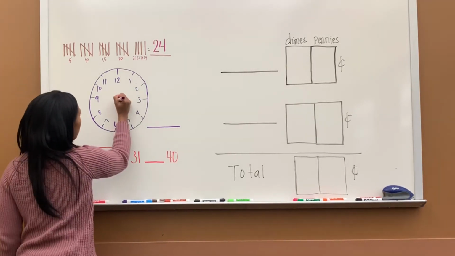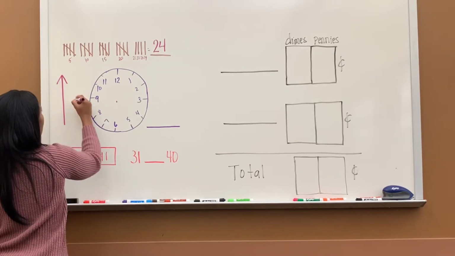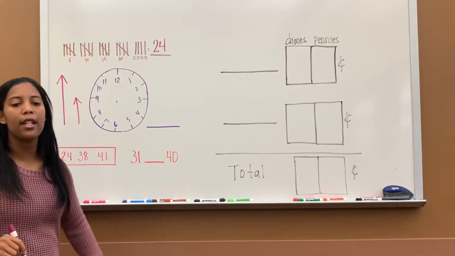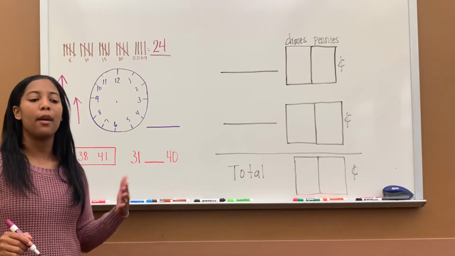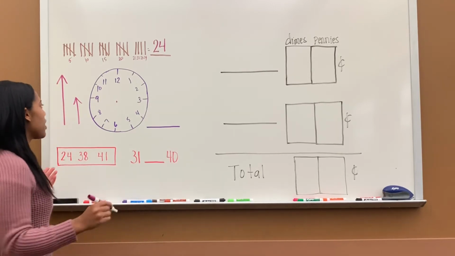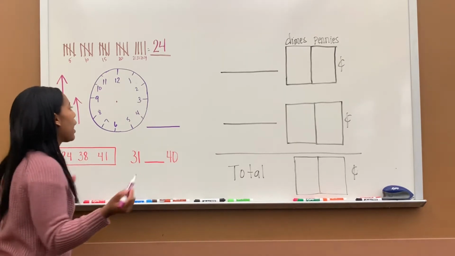So remember, we learned how to tell time to the hour. We have 2 hands. Long hand is your minute hand. Short hand is your hour hand. Anytime your long hand is pointing to 12, that means it's a brand new hour. We say o'clock. We just have to figure out where the short hand is, which is our hour hand, to figure out exactly what hour it is.